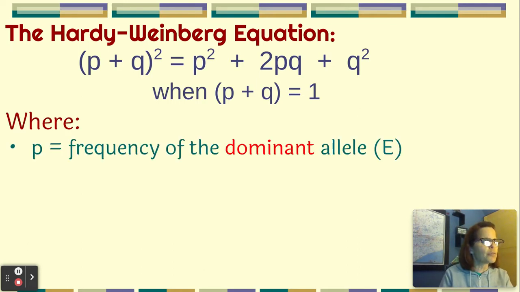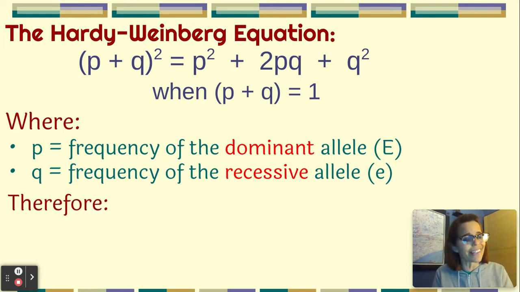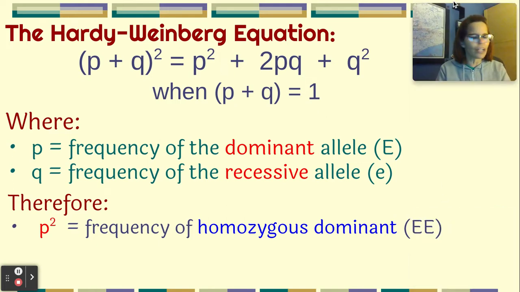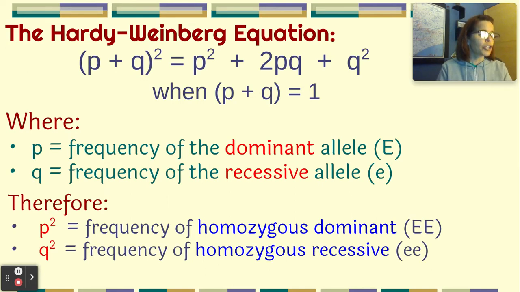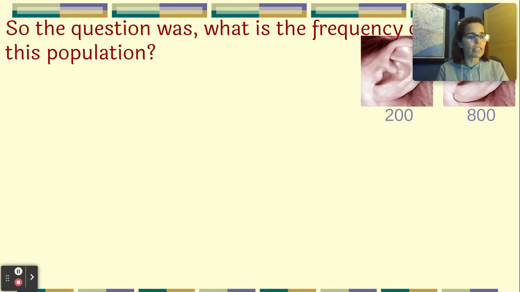So there's a few things you need to remember about what p and q mean. p is the frequency of the dominant allele, and I chose the letter E because we're going to talk about earlobes. q is the frequency of the recessive allele, so I chose a lowercase e. Therefore, p squared is the homozygous dominant, the big E, big E. Give me a second to move my picture out of the way. There we go. So the homozygous dominant, q squared is the frequency of the homozygous recessives, and 2pq is the frequency of the heterozygotes.